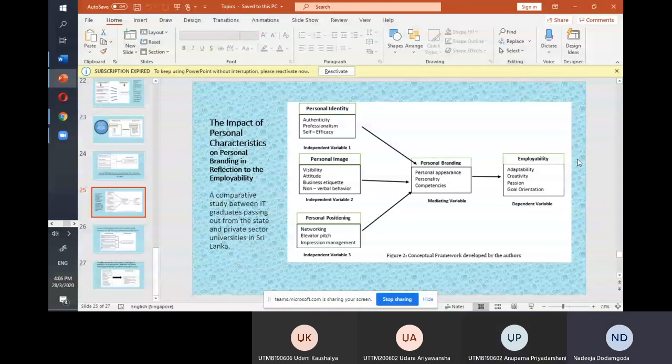Personal response. Each recruitment, each graduate, okay? Each IT graduate, what do we ask? We ask them, to what extent did you practice? Do you think you have your personal identity? To what extent have you developed your personal image? To what extent have you developed your personal positioning? Did you get your dream job? Get it? Okay, right? So each and every IT graduate becomes the unit of analysis here.